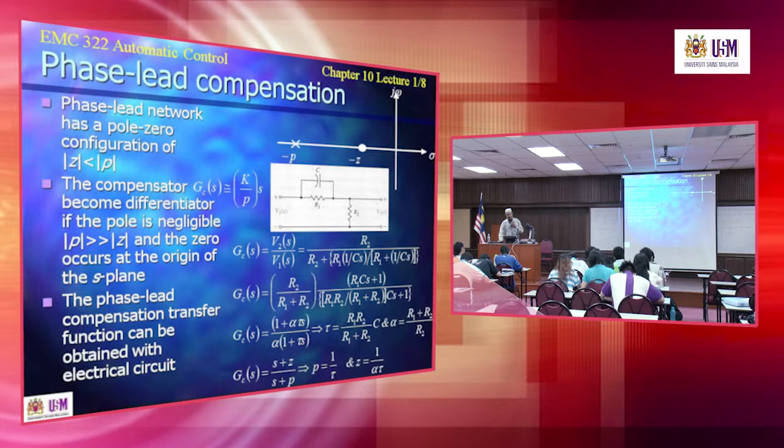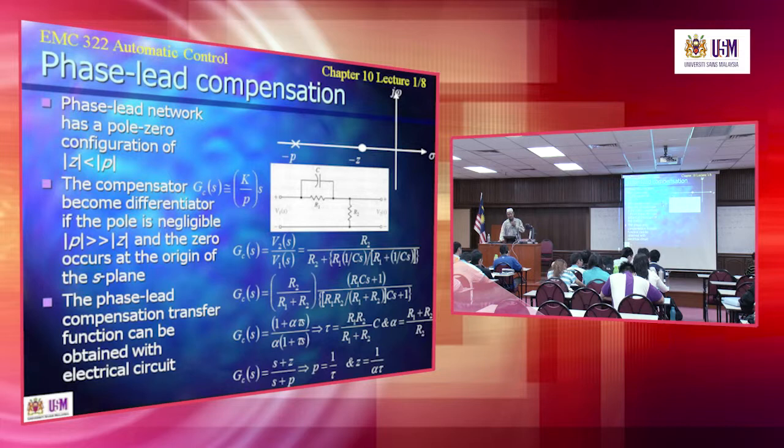Okay, so this is the equation where at the end the Gc will act like this: K divided by the pole, multiplied by s. That's why we consider the effect like a differentiator. The phase lead compensation transfer function can be obtained with an electrical circuit. If you want to do it physically, you can easily add an electrical circuit. It is not difficult, you just need three components only, two resistors and one capacitor. You put them in a configuration where R1 and R2 are in series, and the capacitor is in parallel with R1.